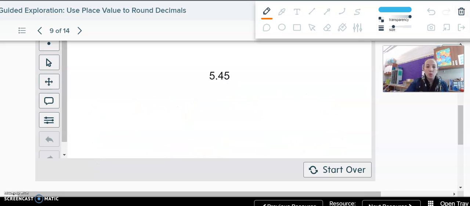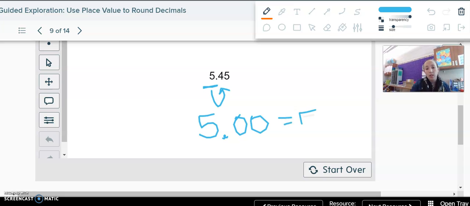So let's go ahead and go through the steps with it. So we'd underline our place, we'd look next door. 4 tells me to stay the same, so 5 stays the same. There's nothing in front. Everything after becomes a 0, so I could either write 0.00 or I could just write 5.